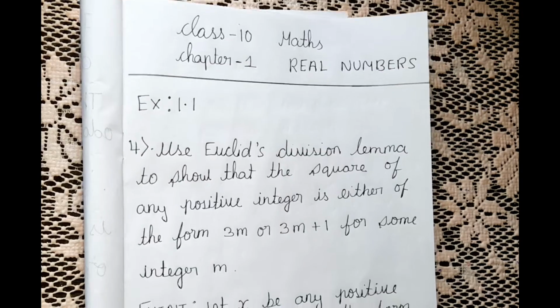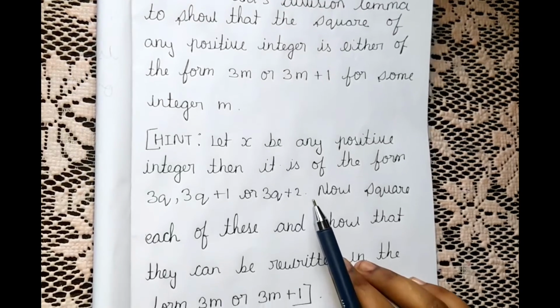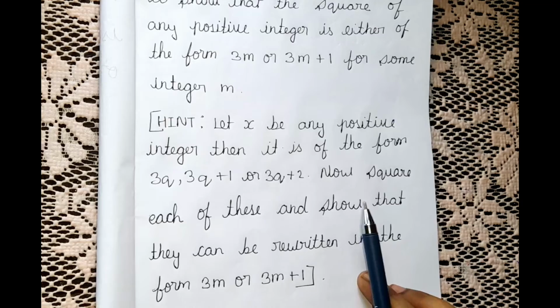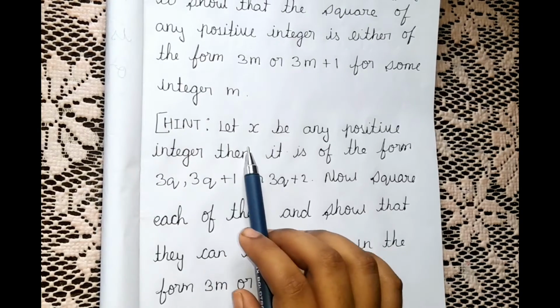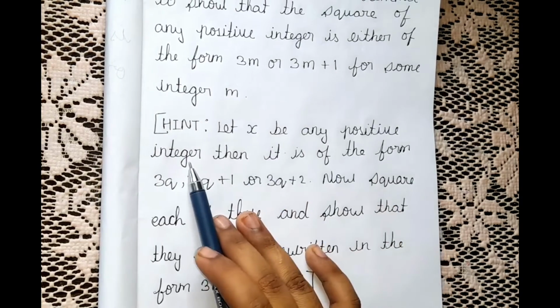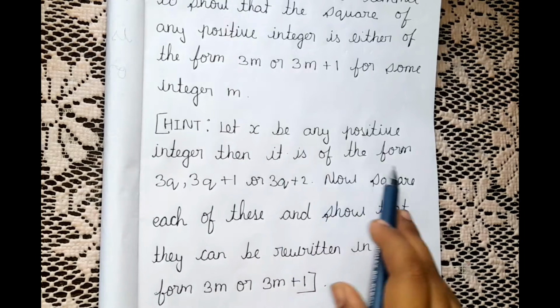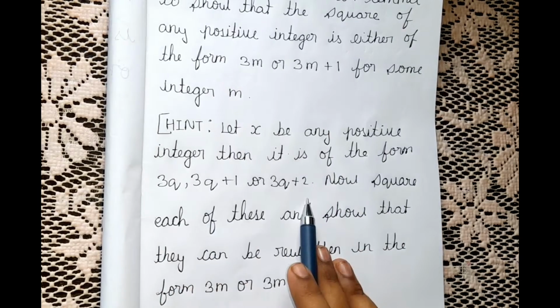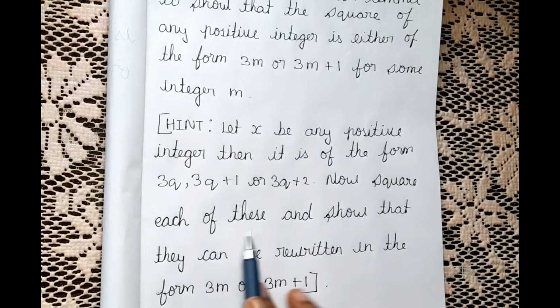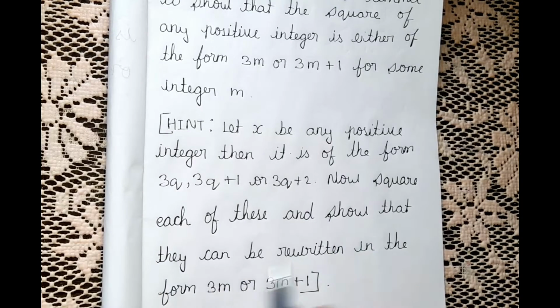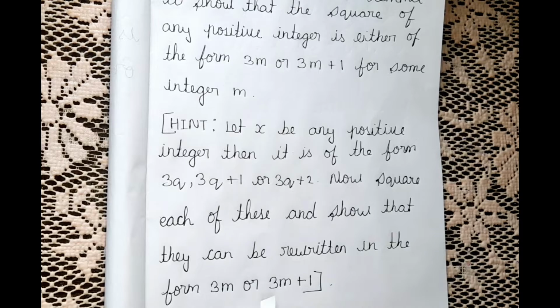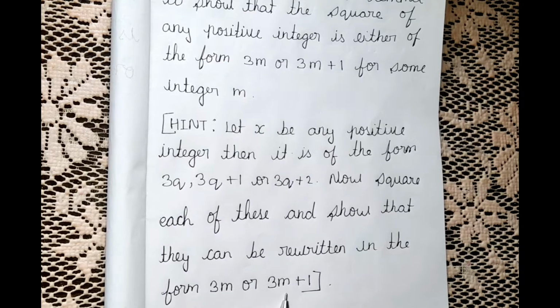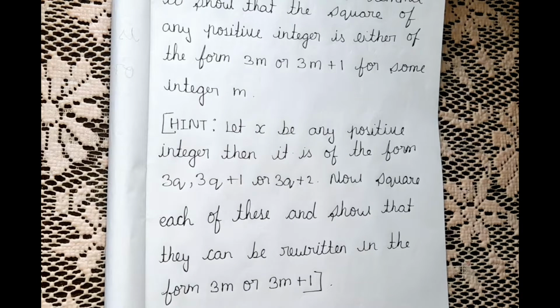In this question, they had given a hint. Now let's read the hint. So the hint is, let x be any positive integer, then it is of the form 3q or 3q plus 1 or 3q plus 2. Now square each of these and show that they can be rewritten in the form 3m or 3m plus 1. So this is the hint.